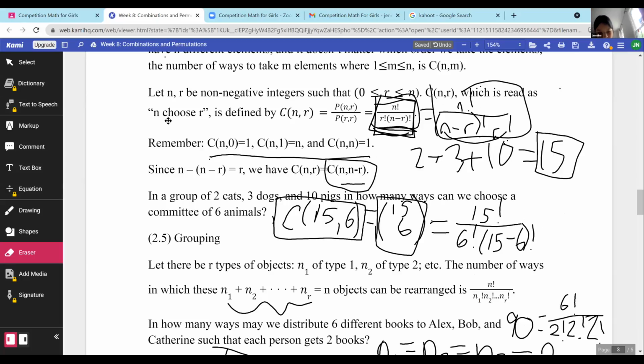So we're going to talk about grouping next. By the way, I'm sorry, first I have to erase some things from another class. And in the meantime, you could review permutations and combinations.